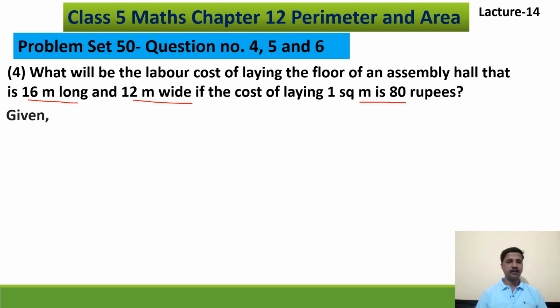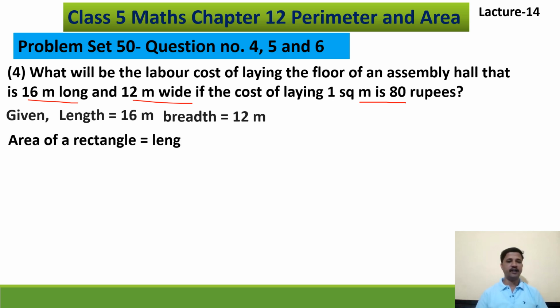Given: length is 60 meters, width or breadth is 12 meters. Okay, so our formula is area of rectangle equals length multiply breadth. Okay, put the values of length and breadth.